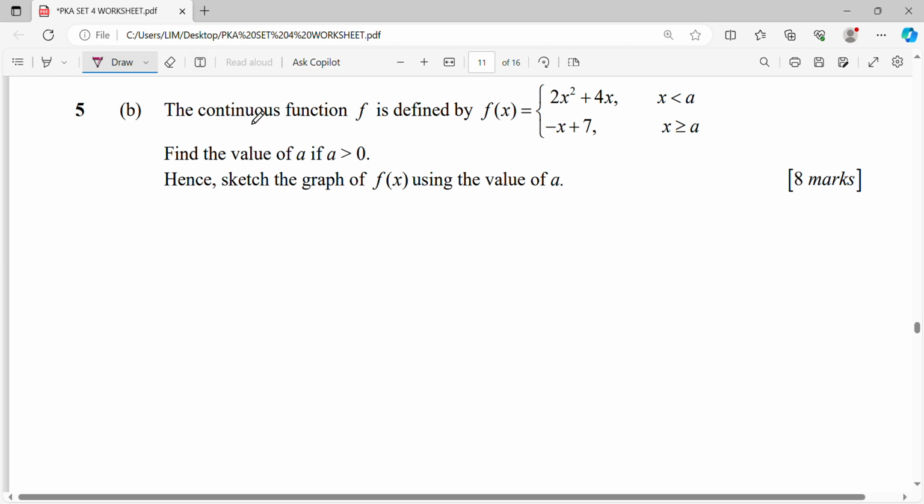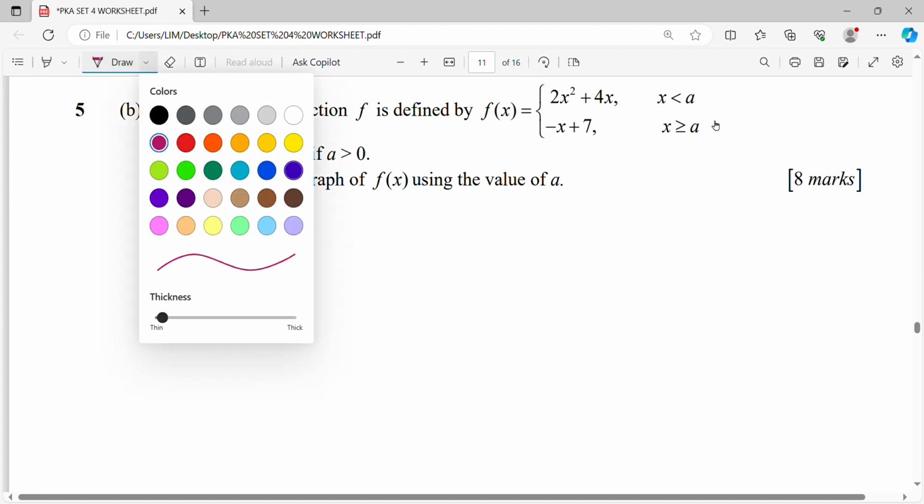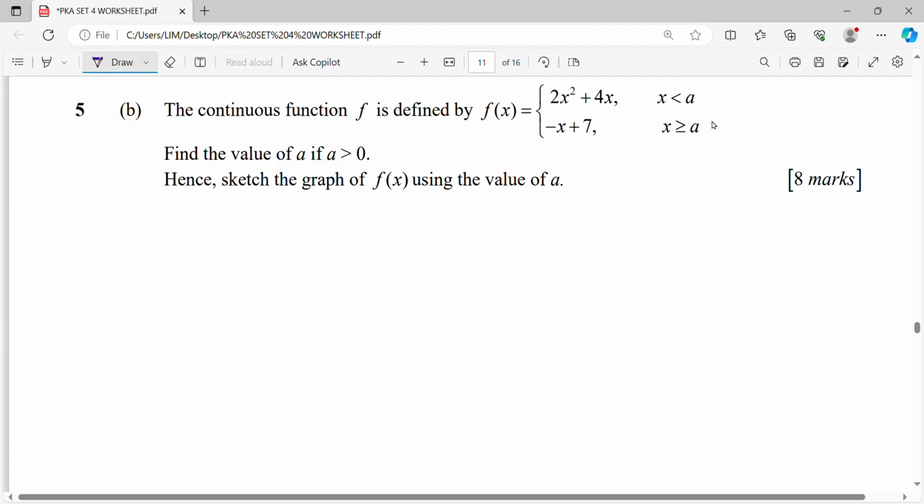The continuous function is defined by this piecewise function. Alright, so when we have a piecewise function, we draw out the interval. No need to draw the graph, but we draw out the interval so that we can see whether the function is continuous: left hand side how, right hand side how.